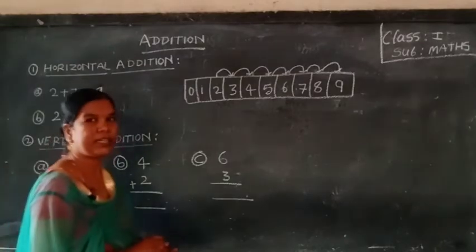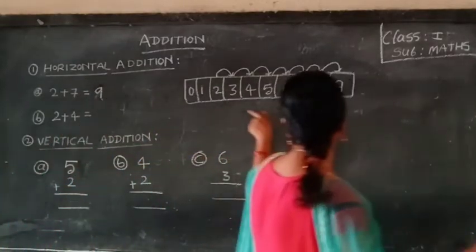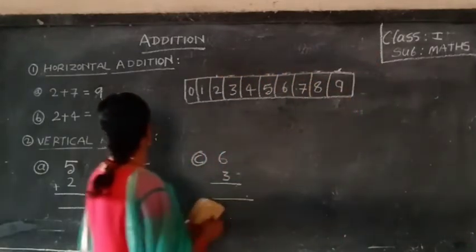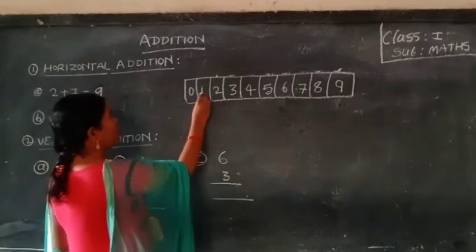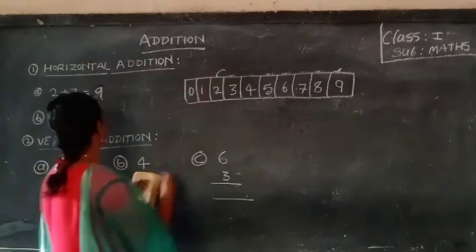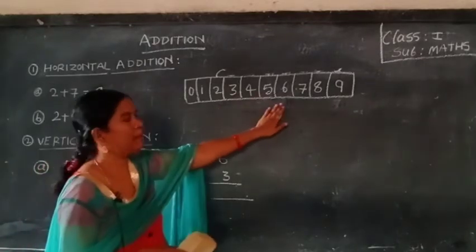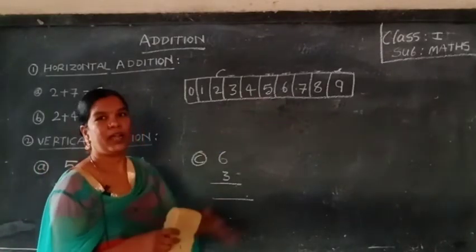Okay children, next one, 2 plus 4. How much number do we get children, tell me? By using number strip. Count two numbers, 1 and 2. Plus 4, adding 4 numbers. Jump 4 numbers by arrow.